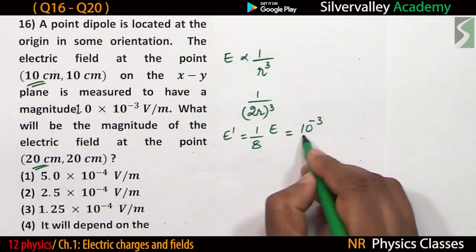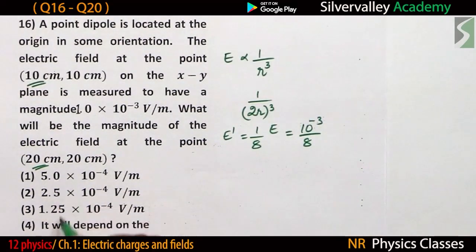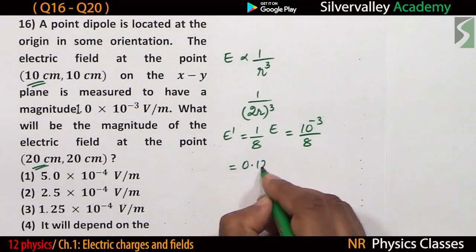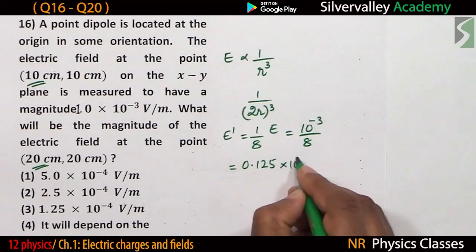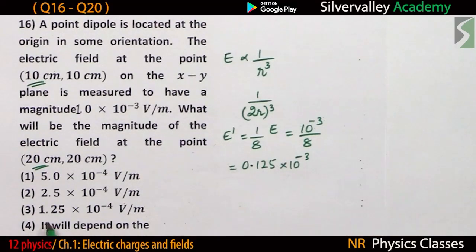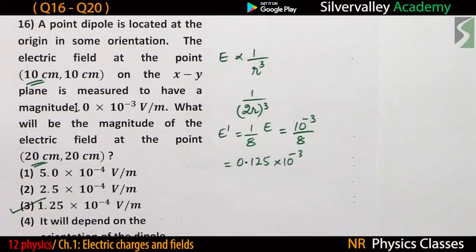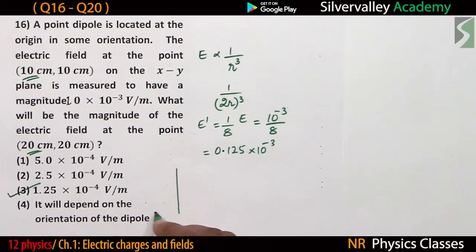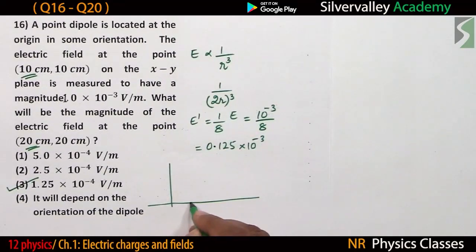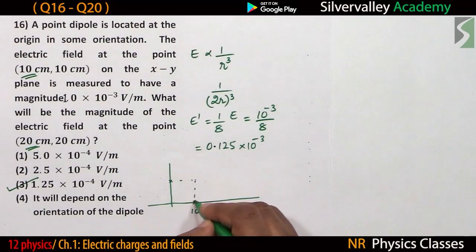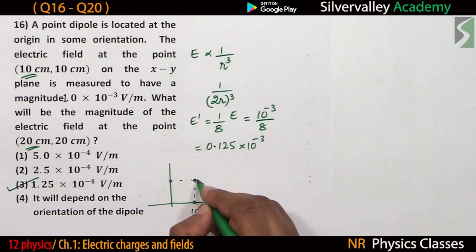10 power minus 3 by 8. Observe the options. 1 by 8 is 0.125. 10 power minus 3. So 0.125 is here. If you rearrange, you will get 1.25. Now understand this little bit. If this is the coordinate axis, 10, 10. Here is the point P. Okay.